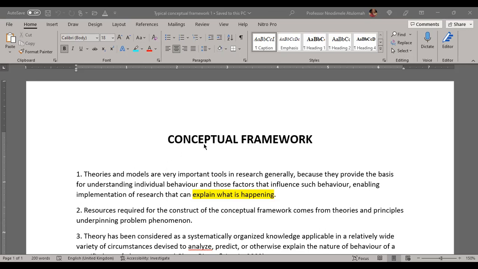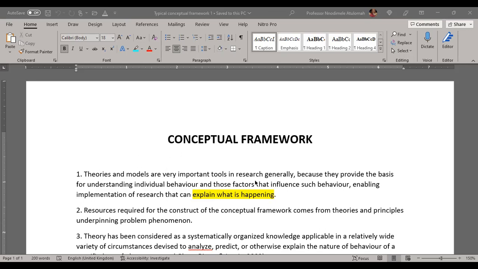So the resources required to construct your conceptual framework come from the theoretical review, conceptual review, and the epidemiological review. The development of the conceptual framework depends on theories and models. Theories and models provide you with the variables that are relevant in the study. They are very important tools in research because they provide the basis of understanding individual behavior, and those factors, this is important, those factors are the antecedents to this behavior, those factors that influence such behavior, enabling the design and implementation of research that can explain the dynamics of the problem phenomenon.